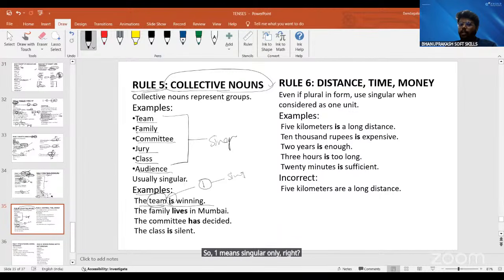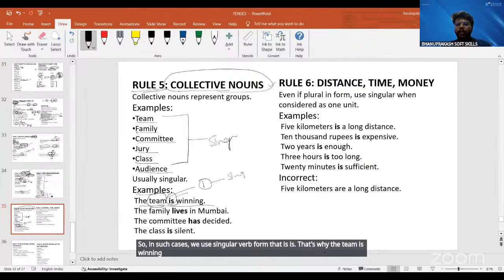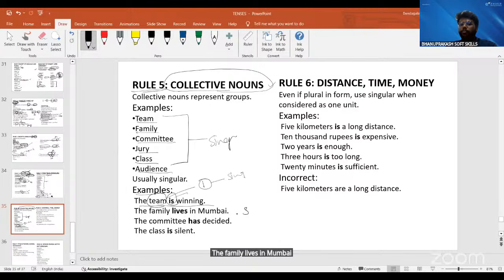So in such cases, we use the singular verb form. That's why the team is winning, not the team are winning. The family lives in Mumbai. Again, the verb form is lives. The committee has decided, not the committee have decided. That is wrong. The committee has decided because the committee is one.